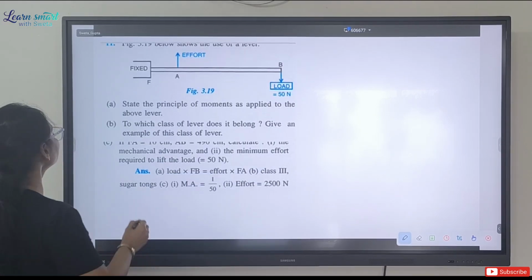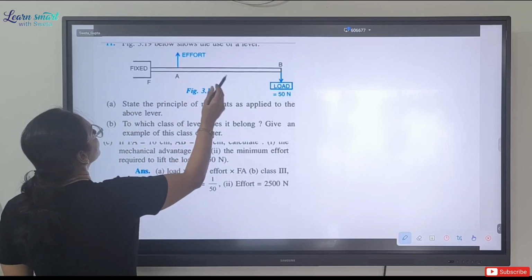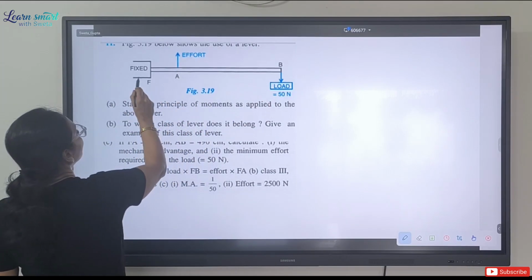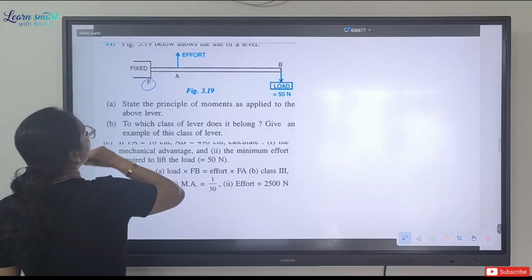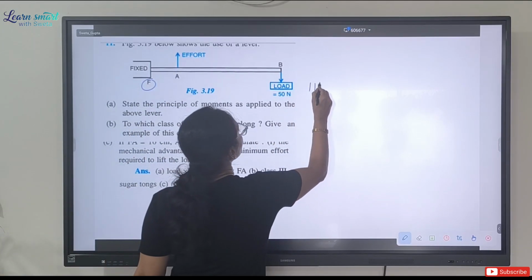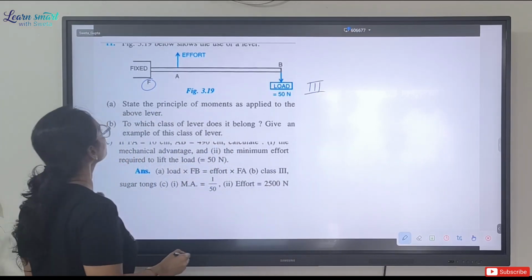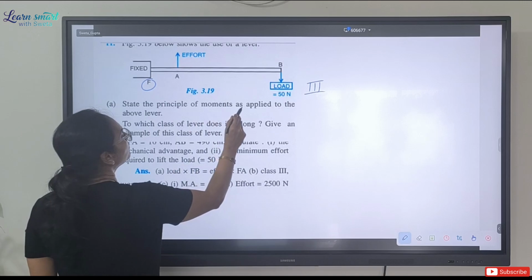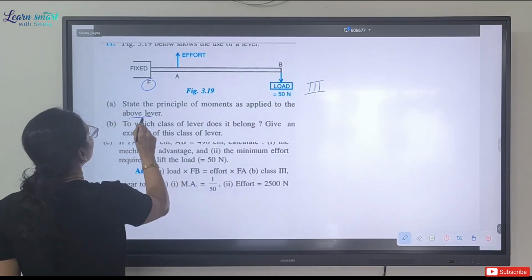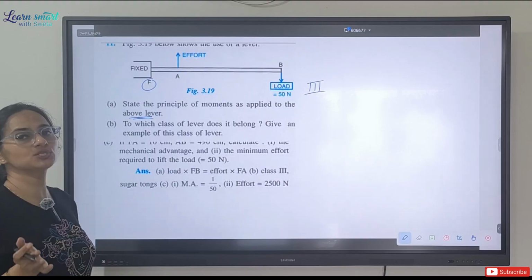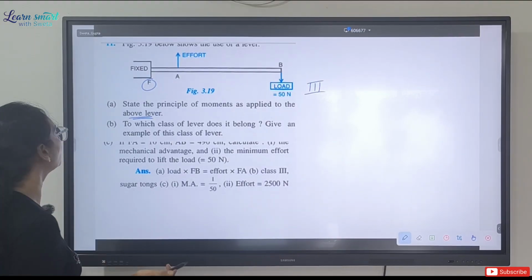Now, question number 11 says use of a lever, we can see effort is here, load is here, and the fixed point here is the fulcrum. So this is a class 3 lever, because we can see effort in the middle. Now they are telling us to state the principle of moments as applied to the above lever. So what is the principle of moments? The principle of moments is: total clockwise moment is equal to total anti-clockwise moment.